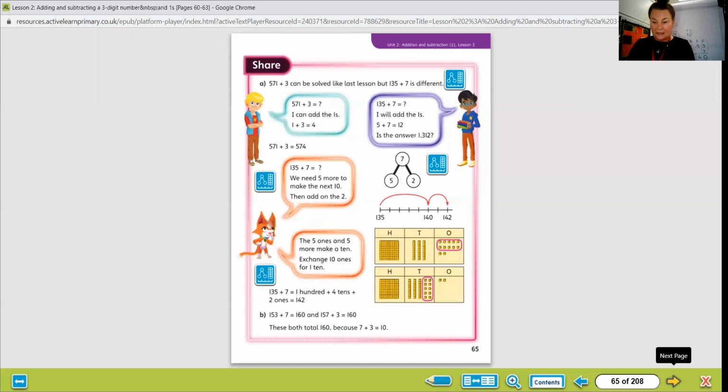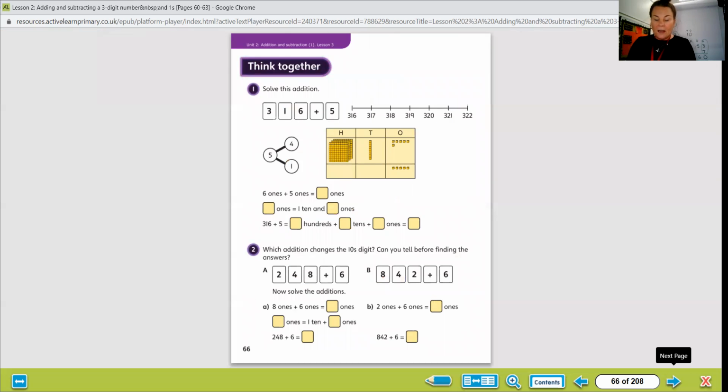Let's have a look at our think together. So on our think together, we have got 316 add 5. Okay, can you see the number line on the screen? On that number line, I want you to, with your finger, move on 5 places because we're adding 5. So I'm going to do it at the same time. Are we ready? 1, 2, 3, 4, 5. Perfect. Hopefully you all got 321. So our answer is 321.